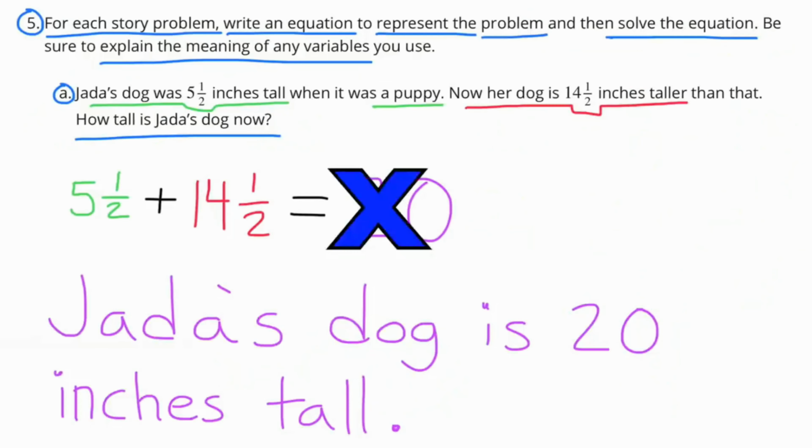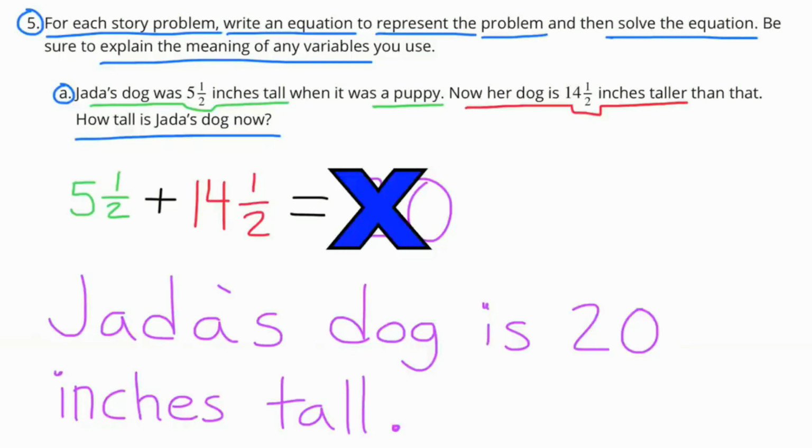Number 5. For each story problem, write an equation to represent the problem and then solve the equation. Be sure to explain the meaning of any variables you use. A. Jada's dog was 5.5 inches tall when it was a puppy. Now her dog is 14.5 inches taller than that. How tall is Jada's dog now? 5.5 inches plus 14.5 inches equals 20. Jada's dog is 20 inches tall.